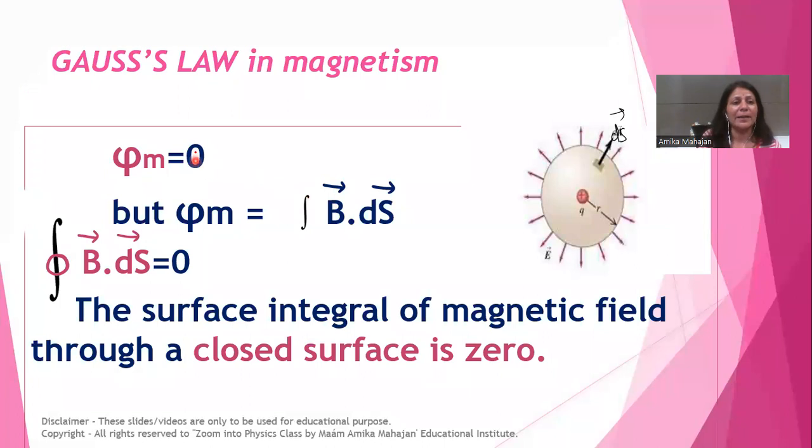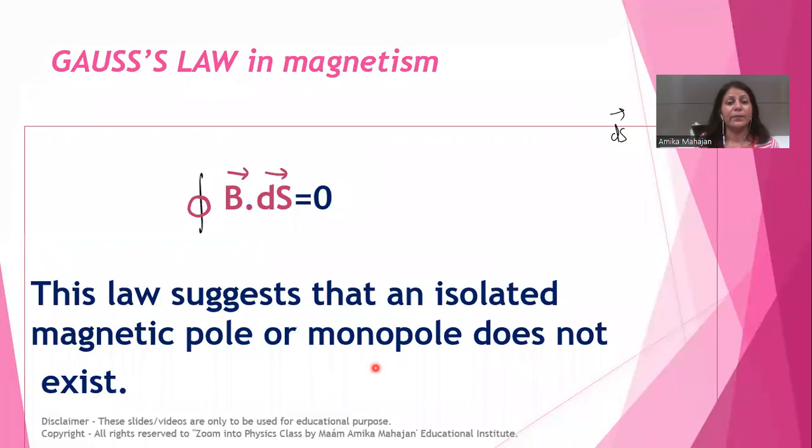And Gauss law is magnetic flux through a closed surface is 0. In case of electrostatic, electric flux was Q by epsilon naught, but here magnetic flux is 0. Or you can say surface integral of magnetic field through a closed surface is 0. It represents that isolated magnetic pole or monopole does not exist.